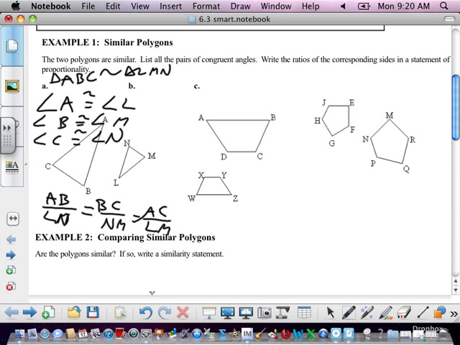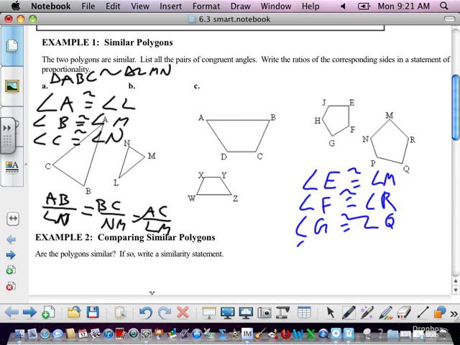Okay, so let's look at one more. Let's skip B, let's go to C, because I don't think we need to do all of them, right? This looks a little complicated, but what angles are congruent to each other? We've got angle E congruent to, is it Q? Wait, I think it's angle M. Angle F is congruent to R. Angle G is congruent to angle Q. Angle H to angle P. And angle J to angle N.